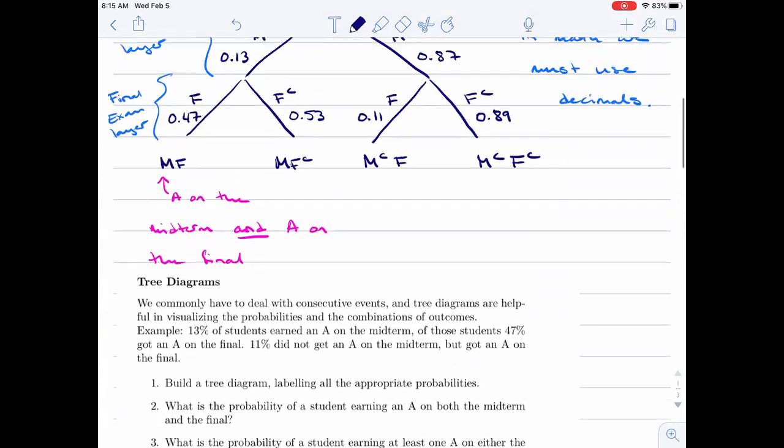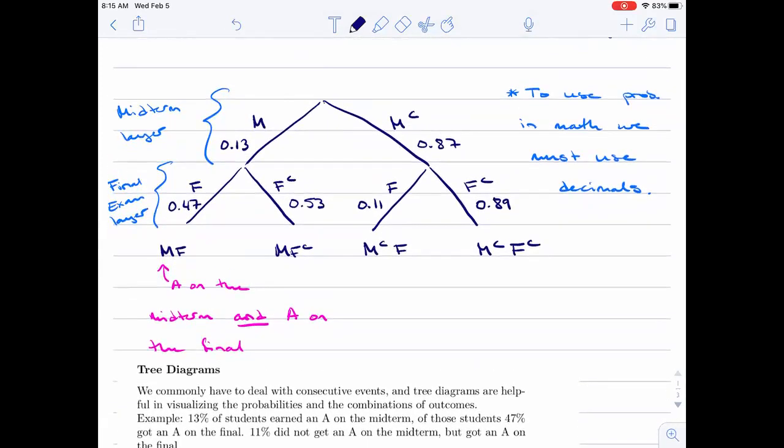Which makes sense if you think about it as, okay, well, here I'm starting and I write my midterm. There's only 2 ways that this can go, right? I either get an A or I don't, okay? And so those probabilities are the only possible things that can happen here. And so the total probability there has to add to 1, right?